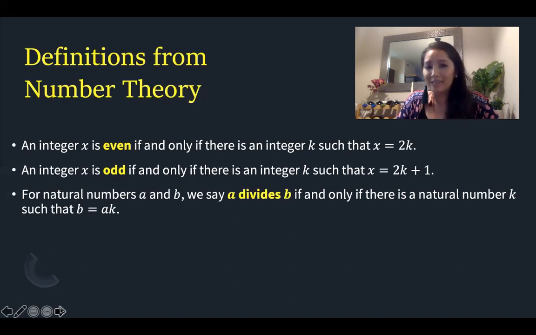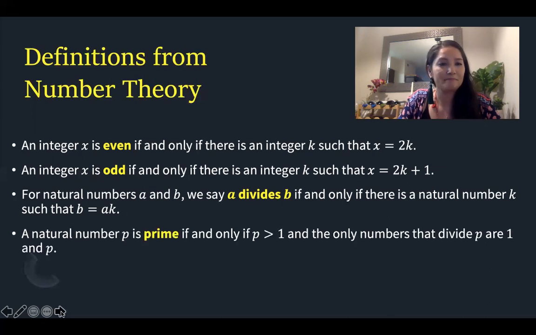For natural numbers A and B, remember those are the positive counting numbers, 1, 2, 3, 4, and so on. We say that A divides B if and only if there is a natural number k such that B is equal to A times k. So we say that A divides B if A times some other natural number k is equal to B. Basically, if we say A divides B, we're saying that A is a factor of B.